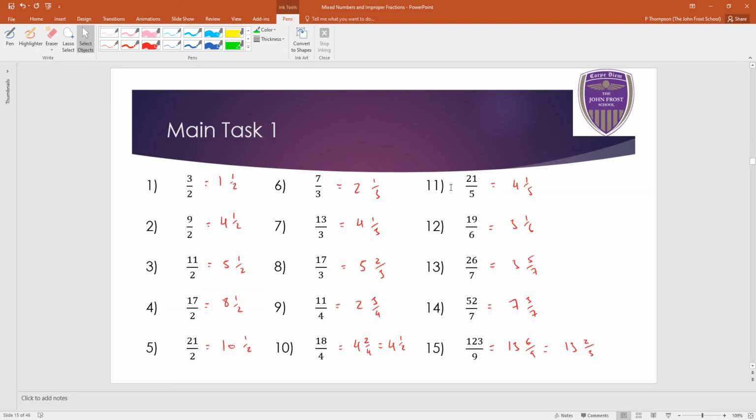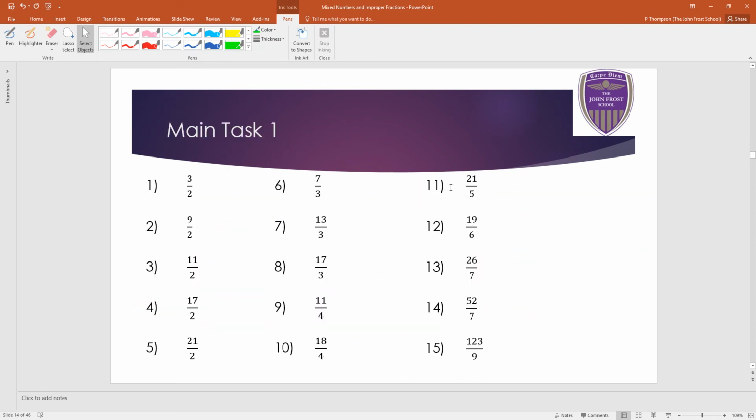You can draw pictures if you want for the main task. All right, so you can pause the video here and go to the main task. Either draw pictures or use the shortcut, but either way you're doing the exact same maths. So I'm going to pause it here, okay? And then come back to the answers when you're ready.